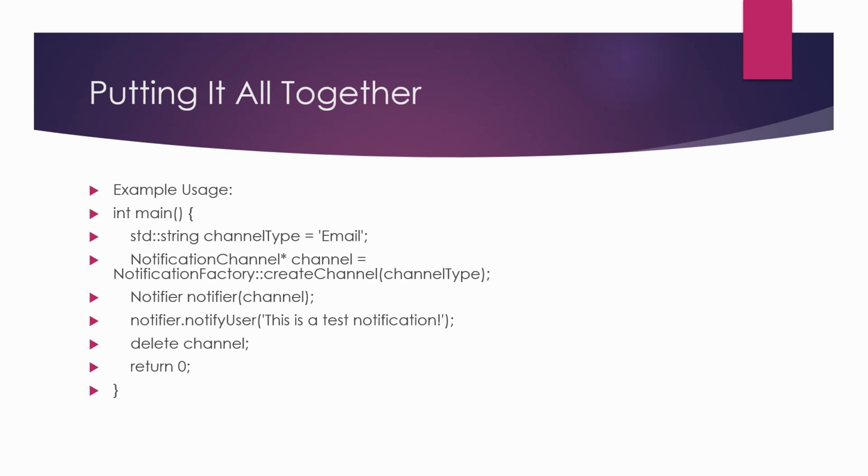Now let's put everything together. In the main function, we first create a channel type like email. We then use the notification factory to create the appropriate channel. Finally, we use the notifier class to send the notification through the selected channel. This approach ensures our system is flexible, scalable, and easy to extend.